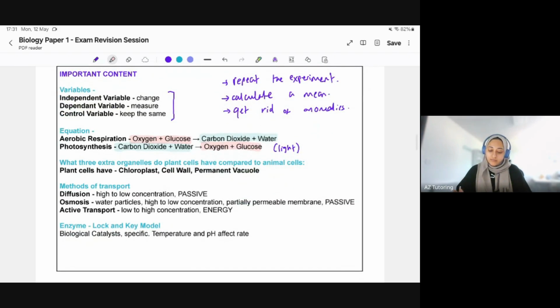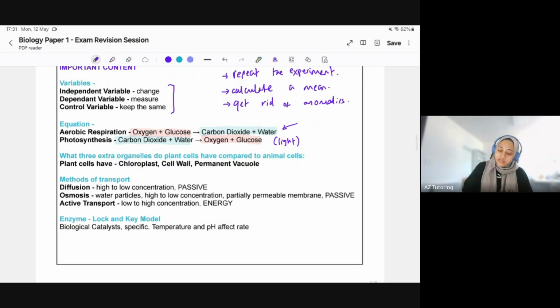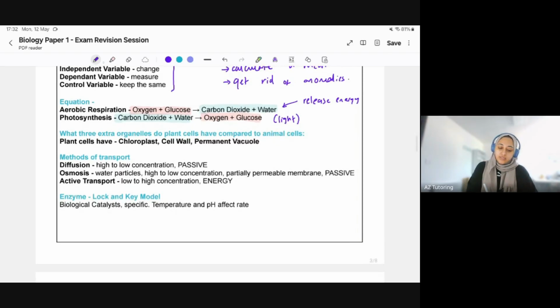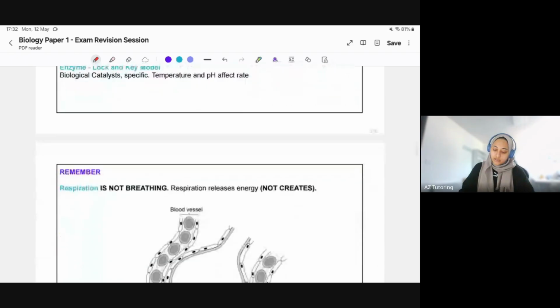Now, one thing I just want to say about respiration: the whole purpose of respiration is to release energy, and we need energy to be able to do everything. So that's the whole purpose of aerobic respiration. A lot of people say produce energy. You can't say the word produce, because if you think back to physics, the law of conservation of energy, we can't create or destroy energy. So therefore, respiration just releases energy.